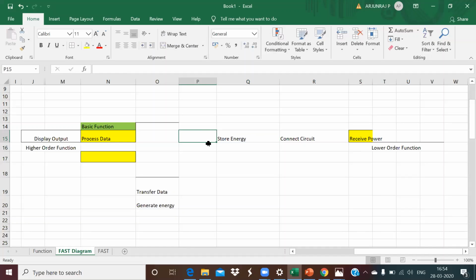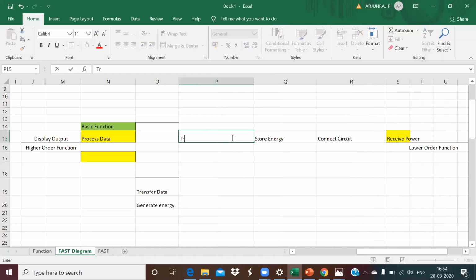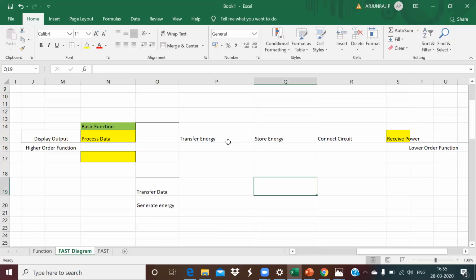And then why do I need to store energy? This is how to store energy, by connecting the circuit. But why do I need to store the energy? Another why: why we need to transfer energy, or transfer data? Here it is energy. Okay, transfer energy. Why do I need to transfer energy?